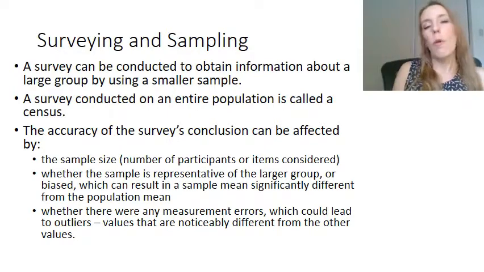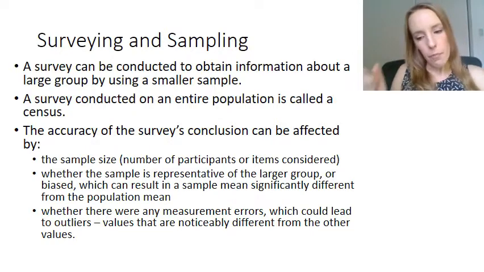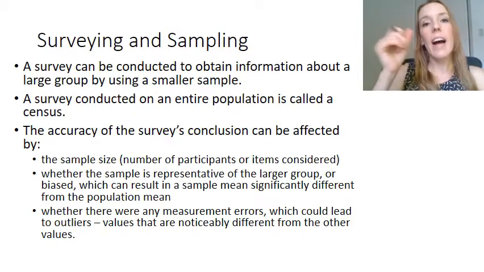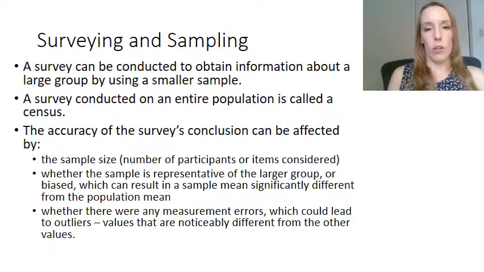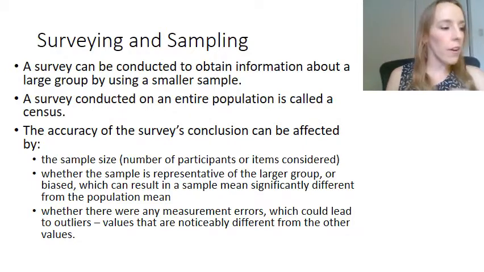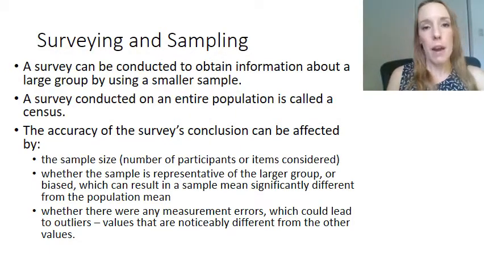So for instance, if we were trying to find out how tall the average woman in Australia is and the only person you surveyed was me, that isn't a very accurate survey. It's too small. Or you only ask me and my neighbour Mary, that's too small of a survey, so you need a larger sample size there. Another thing is whether the sample is representative of the larger group or biased, which means it can result in the sample mean being significantly different from the population mean.